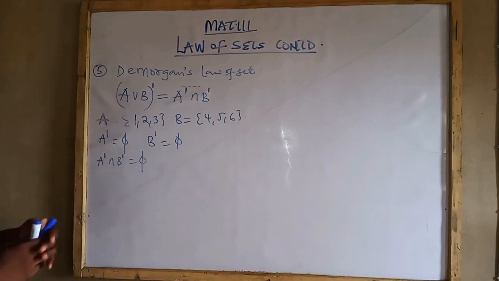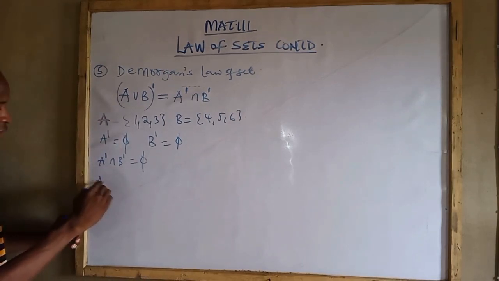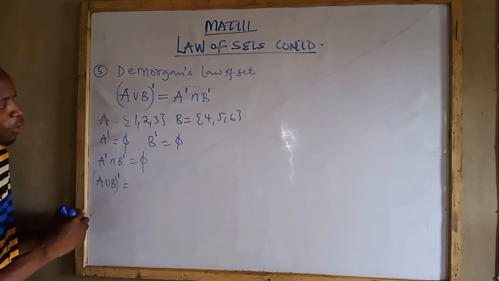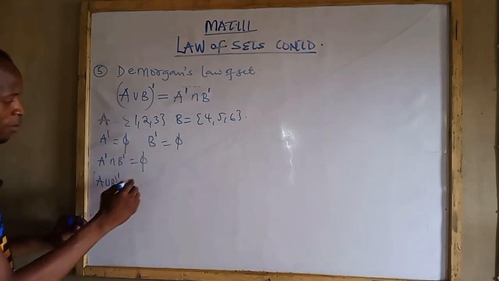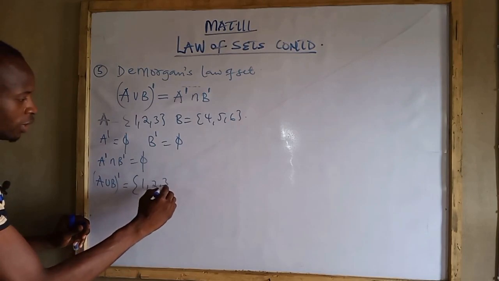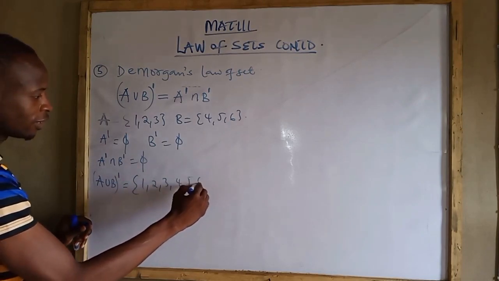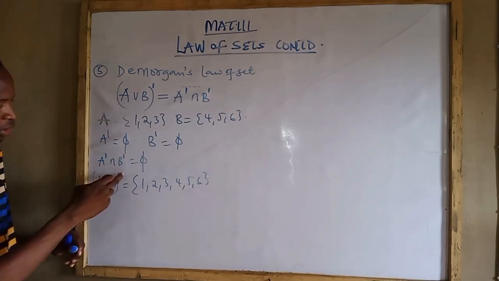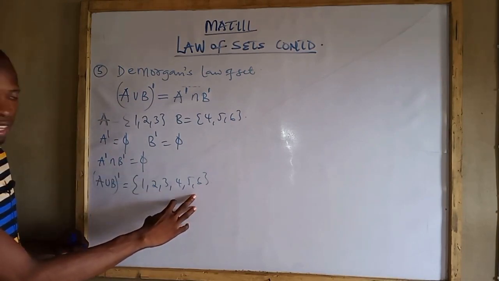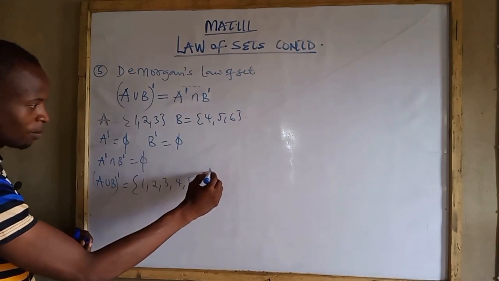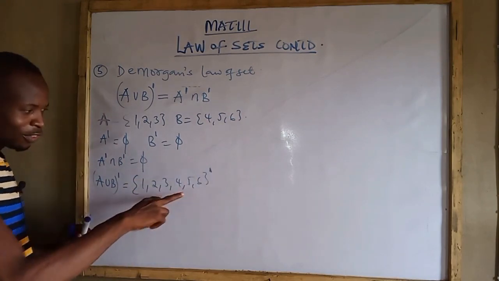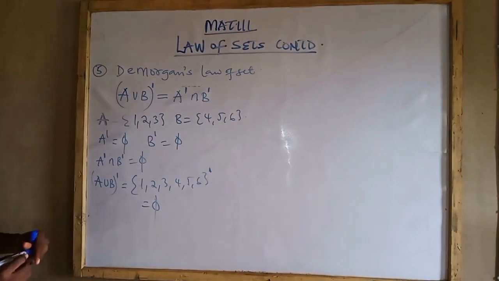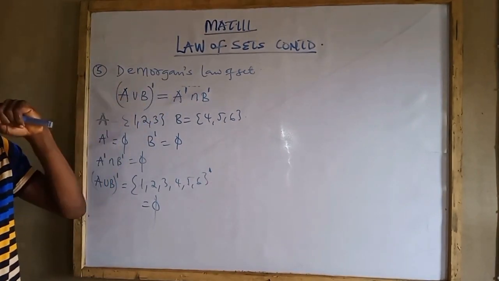So based on what we have there, we have A union B complement. Our A union B is by combining this and this together. If I combine, I'll have 1, 2, 3, 4, 5, and 6. Are we together? Okay. So A union B complement, which is what we have here, right? So the complement of it is simply going to be what? Empty.